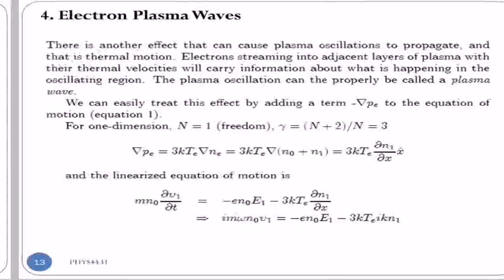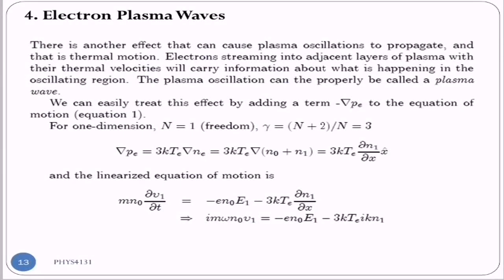Our next topic is electron plasma waves. There is another effect that can cause plasma oscillations to propagate, and that is thermal motion. Electrons streaming into adjacent layers of plasma with their thermal velocities will carry information about what is happening in the oscillation region. Plasma oscillations can be properly called a plasma wave.